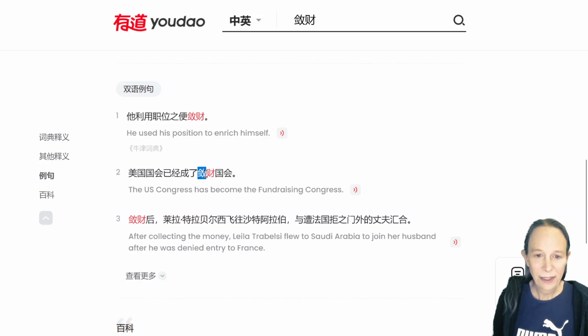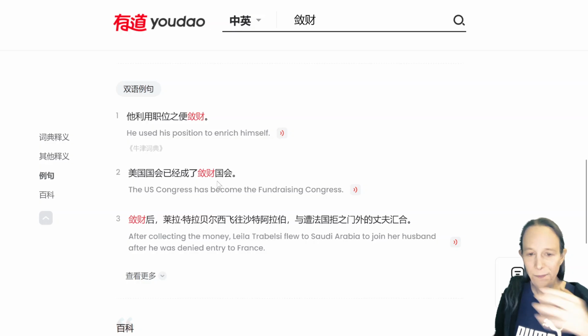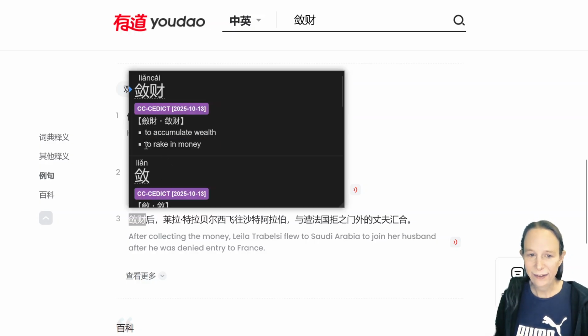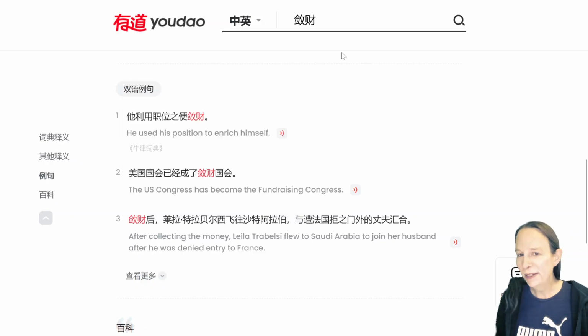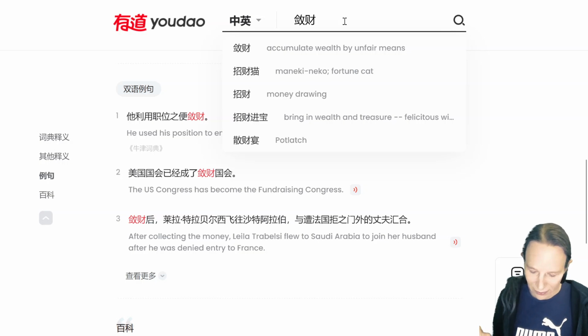敛财, no, not 敛, 敛财后, after collecting money. So this is the levy. It does seem to be emphasizing a large amount of money. Do they have another one?